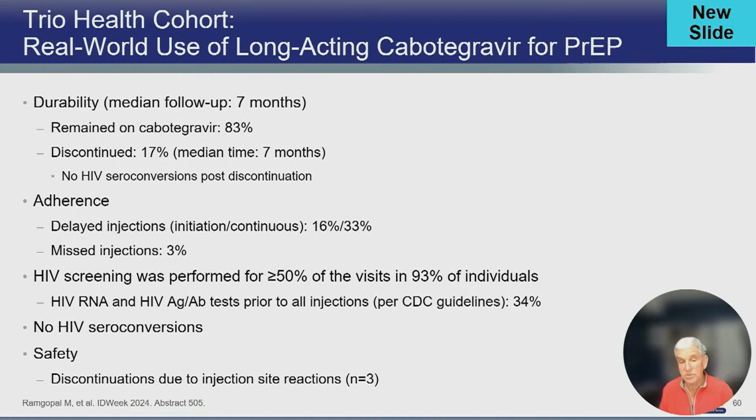When we looked at the testing that was done across the board, HIV screening was performed for more than 50% of visits in 93% of individuals. In other words, almost all of the patients had at least half of the tests they were supposed to. HIV RNA tests and antigen-antibody tests, which is what was recommended, were only done in about a third of the population, with no seroconversions. We're not recommending that you not do the proper testing. We're only saying that in the real world, a lot of people were not doing the testing as often as they were supposed to, and there were no ill consequences seen. We still recommend doing that testing, both antigen, antibody, and RNA, when possible for patients starting long-acting injectables.